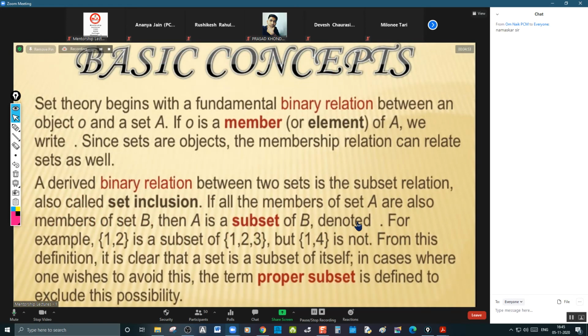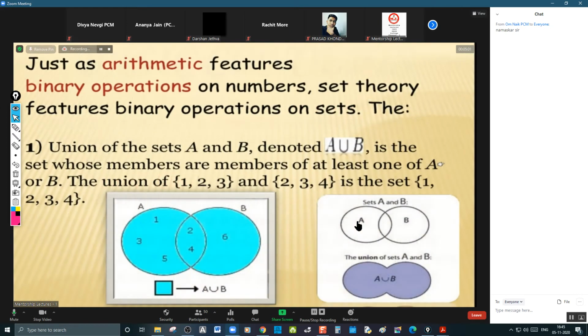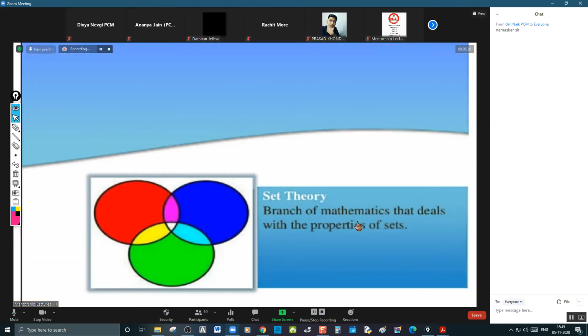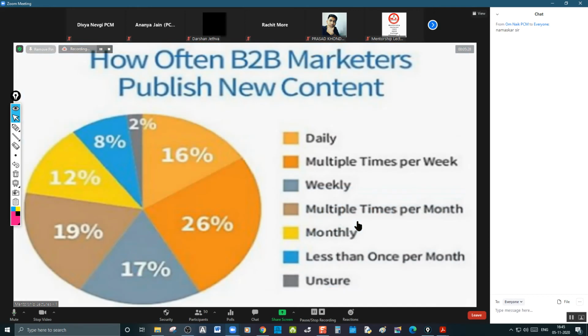So set is the collection of well-defined objects. And what is not a set then? That's what I have taken as the example. The number of rich people of Mumbai, if I say that, will also not form a set. But if I say the rich people of Mumbai who are holding 1,000 crores property, then definitely that forms a set.